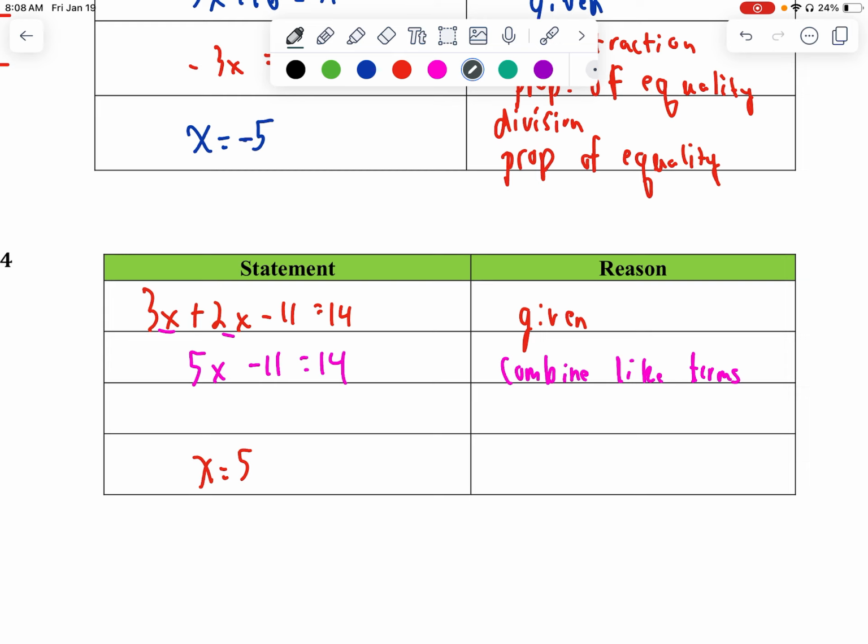Now all we need to do is move this minus 11 to both sides, which we would do by adding 11. That would give me 5x equals 25 because we use the addition property of equality. And then the last thing we have to do, divide both sides by 5, and 25 divided by 5 does equal 5, so we know we did this problem right, and we finished it off using the division property.